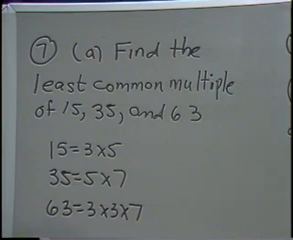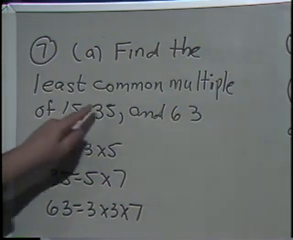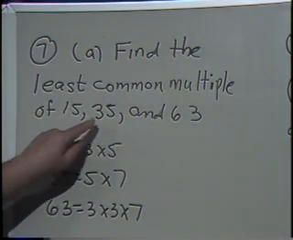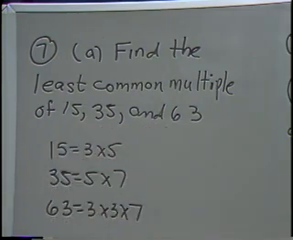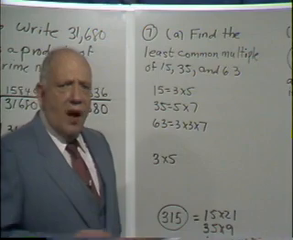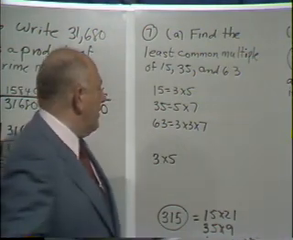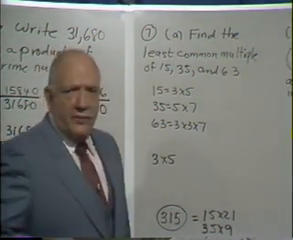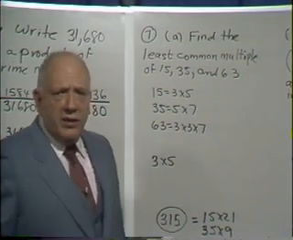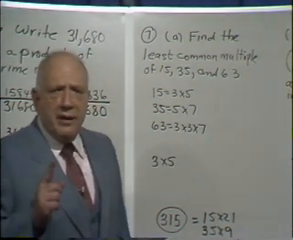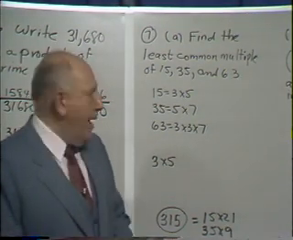Problem number 7, part A says, find the least common multiple of 15, 35, and 63. In other words, if you're counting by 15s, by 35s, and by 63s, what is the first number on the list that you come to? Now, one way is to list all the multiples of 15, all the multiples of 35, and all the multiples of 63, and see what happens. But there's an easier way if you'll use prime factors.